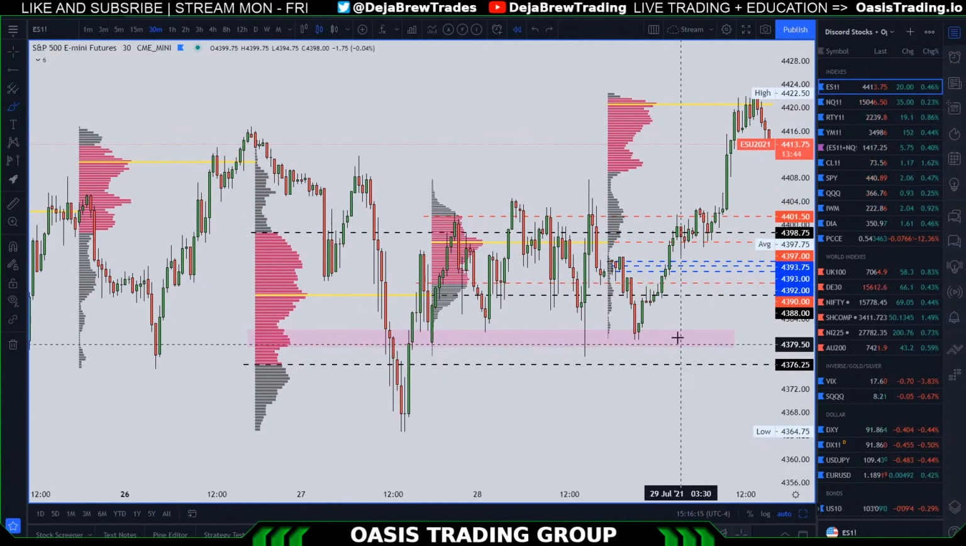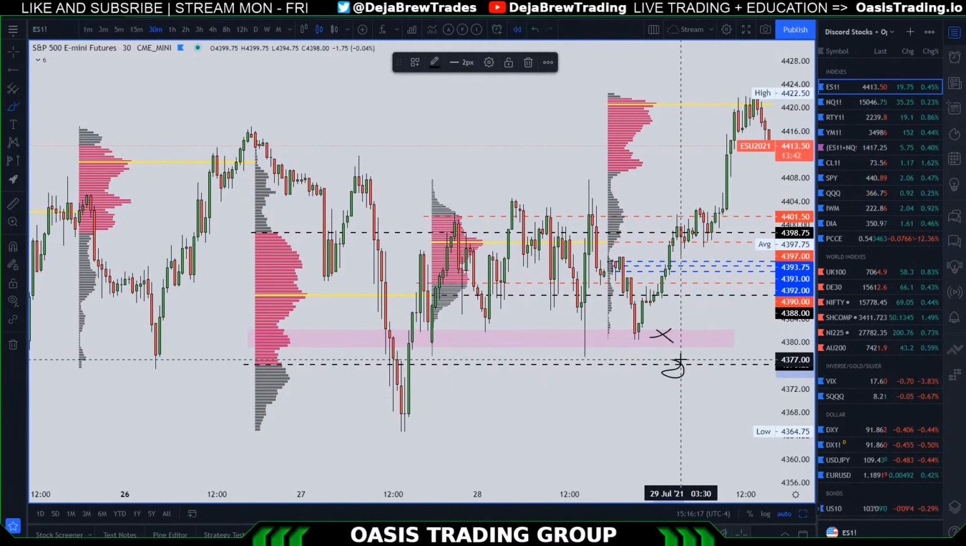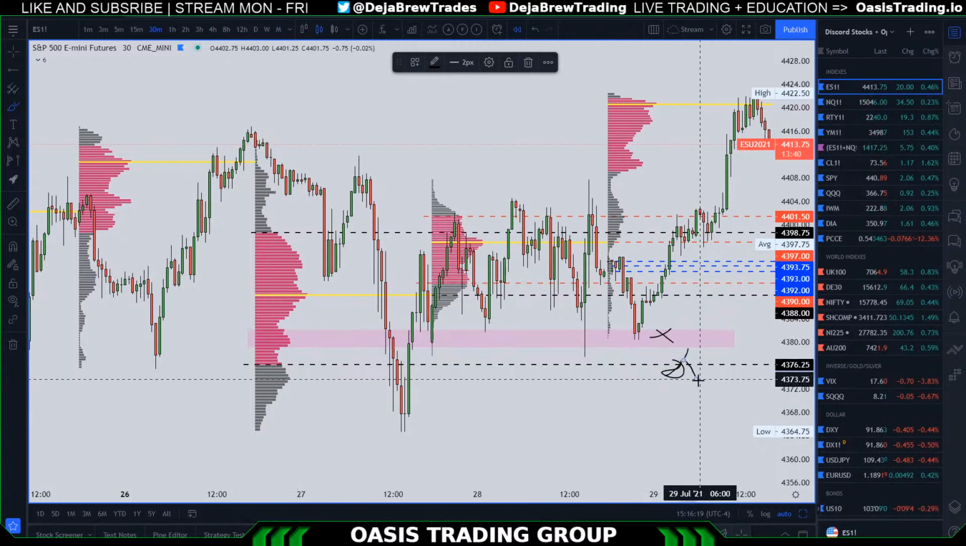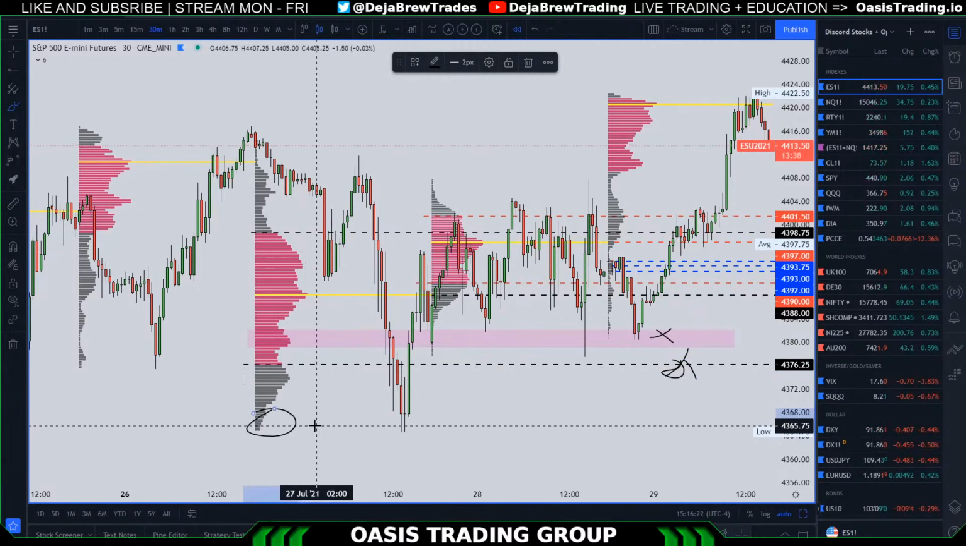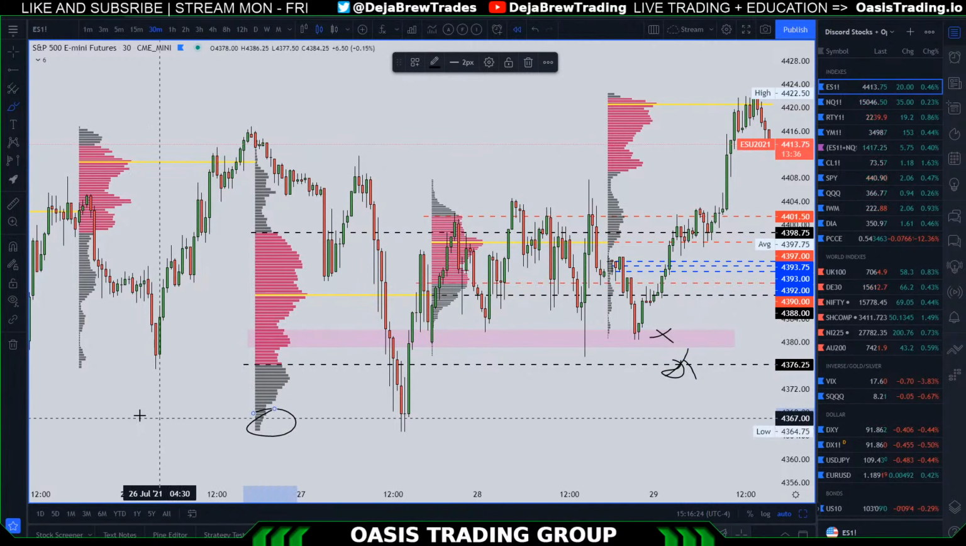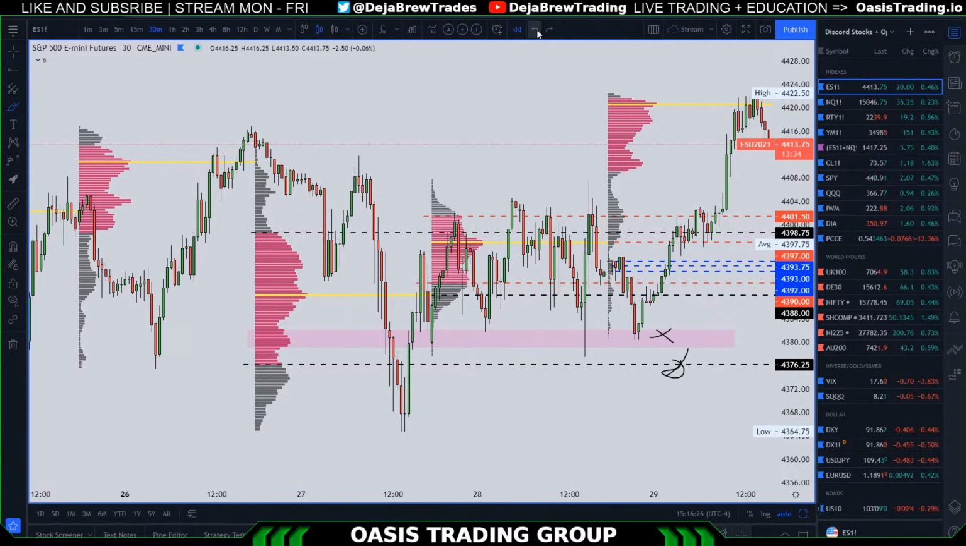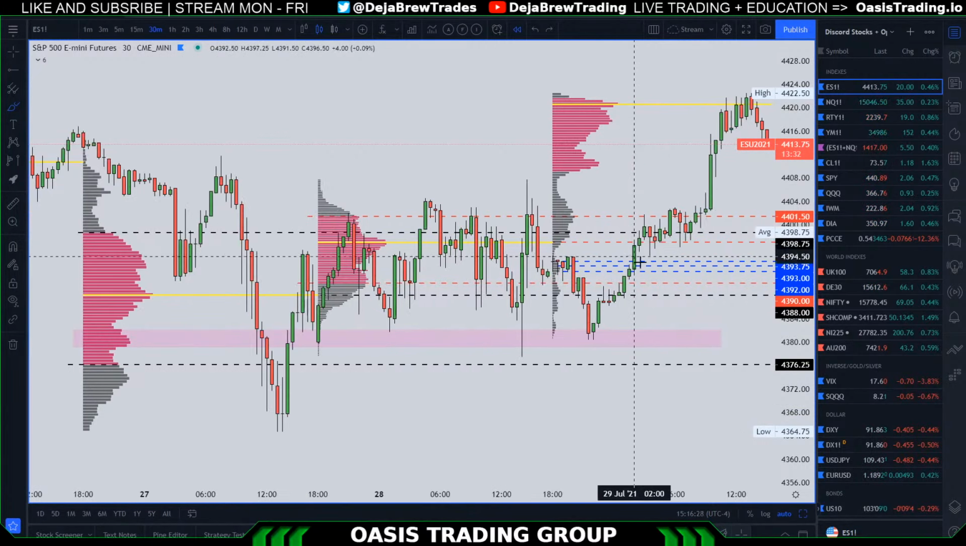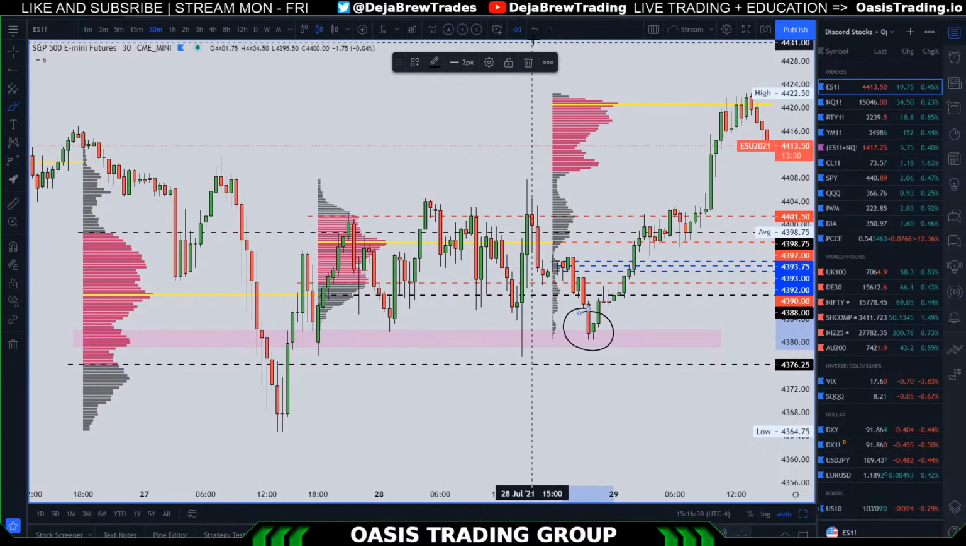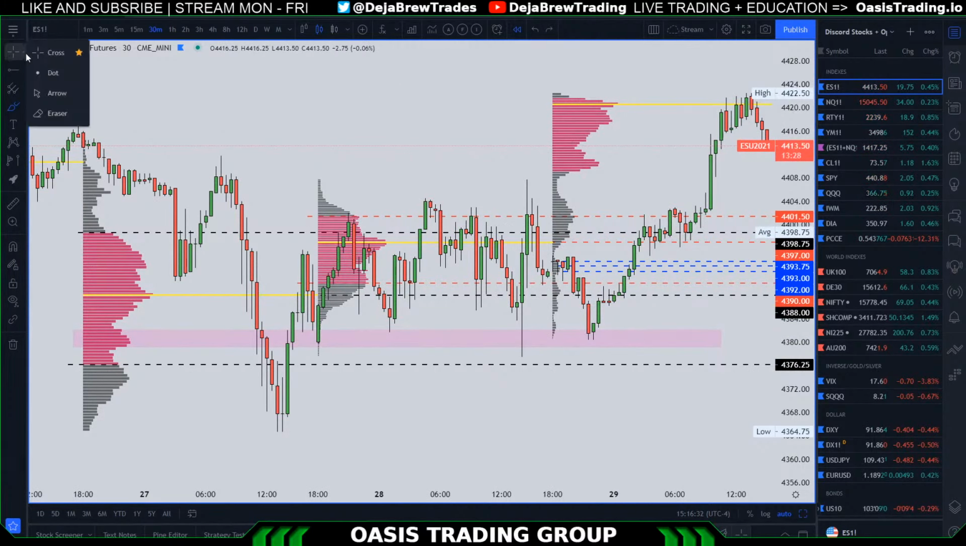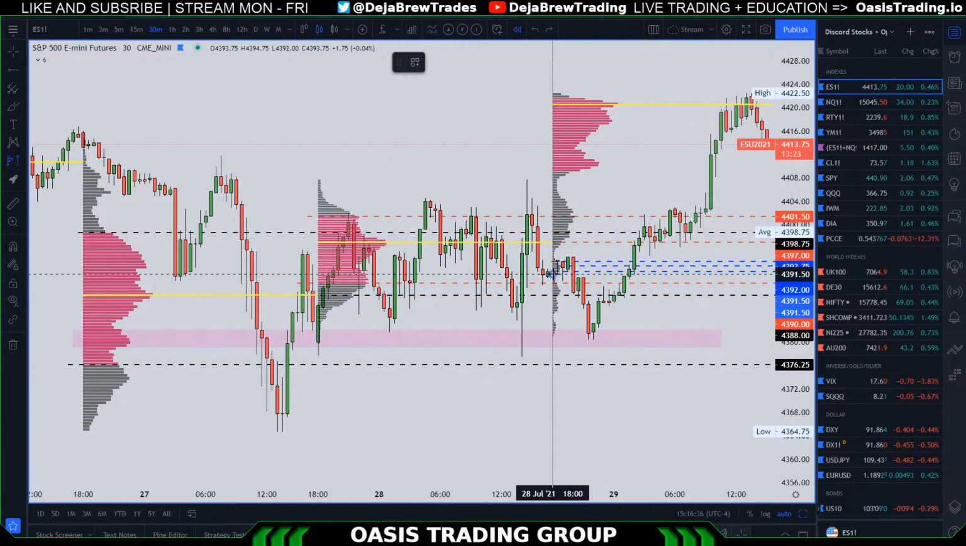But yeah, so if we lost this, we would be looking for the value area low. If we lost that, we would be looking for the session low. Okay, and then let's just pretend like there's nothing below that. Okay, so now we're bouncing off that support node. So let me go ahead and grab the profile again.